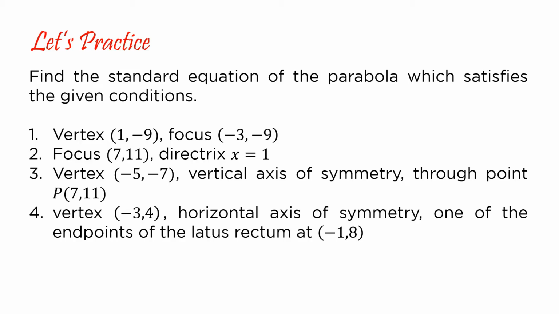Number 3: the vertex, axis of symmetry, and a point on the parabola are given. And for number 4: the vertex, axis of symmetry, and one of the endpoints of the latus rectum are given. Okay? So, before we continue, I want you to try these problems first. Then, you can continue watching after you are done answering so that you can check if your answers are correct.